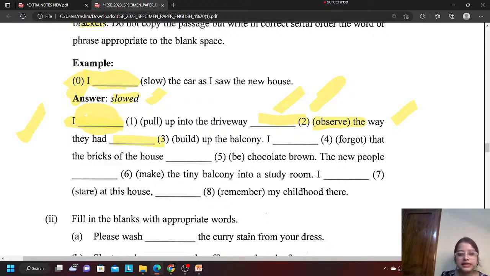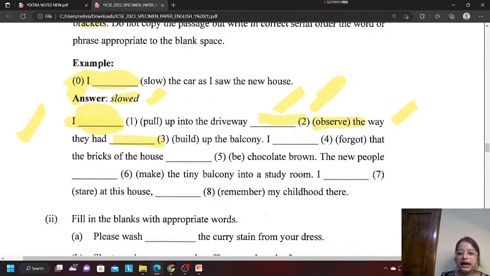So from the first sentence, we can understand that I pulled up into the driveway observing the way they had built up the balcony. How was that balcony made? I was interested, so I came into the house, or not into the house, into the driveway where the cars and all are kept. There, I wanted to check what changes had been brought.